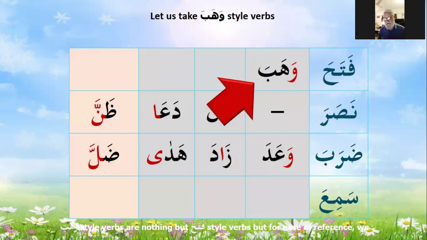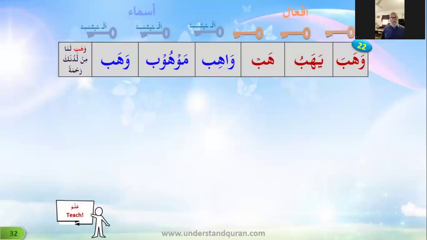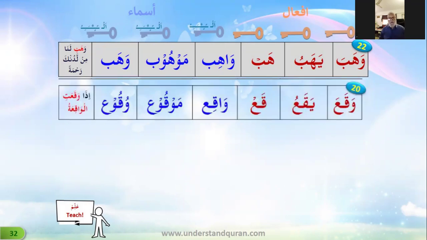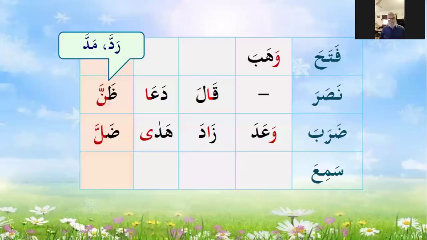So the next one is Wahaba. Wahaba, yahabu, hab, wahibun, mawhubun, wahbun. Waw ha ba is the root letter, Bab is Fataha. And the reference ayah, Wahab lana min ladunka rahmah. Waqa'a, yaqa'u, qa'. Waqi'un, mawqu'un, wuqu'un. Waw qaf ain is the root letter. And the reference ayah at the Bab is, of course, Fataha. The reference ayah is waqatil waqi'ah.